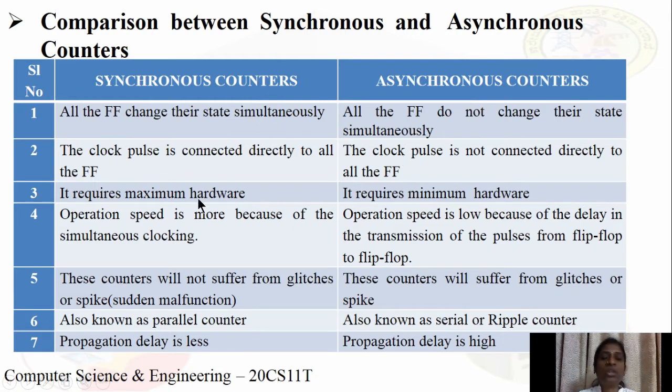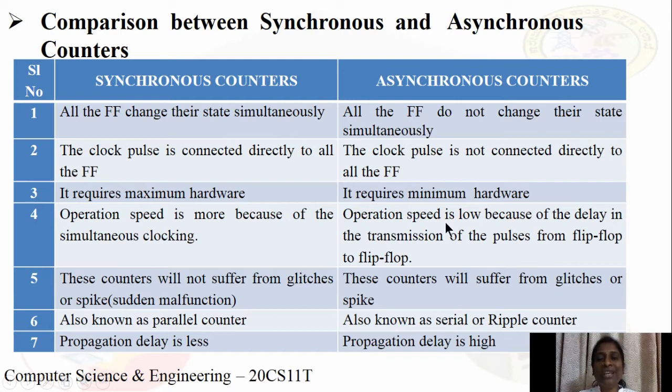Then, with respect to hardware, synchronous counters require maximum hardware, but asynchronous counters require minimum hardware. Next difference is that synchronous counters work at high speed. That means the operation speed of the synchronous counter is more, because the clock pulse is given to all the flip-flops simultaneously, or at a time, or in parallel. If we give the clock pulse at a time, the operation speed will be more. Next, with respect to the asynchronous counters, the operation speed is slow, because here we won't give the clock pulse at a time to all the flip-flops, but the clock pulse will be given only to the first flip-flop.